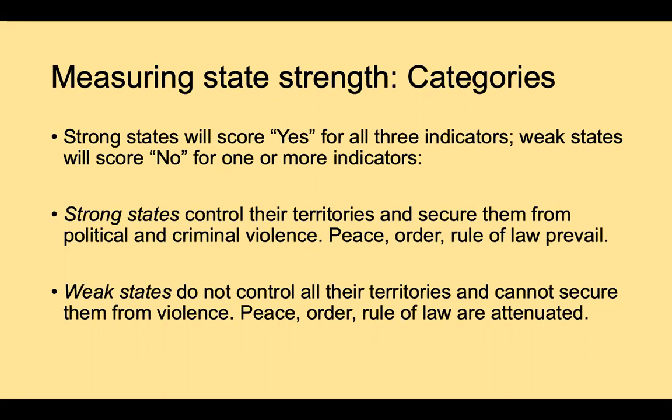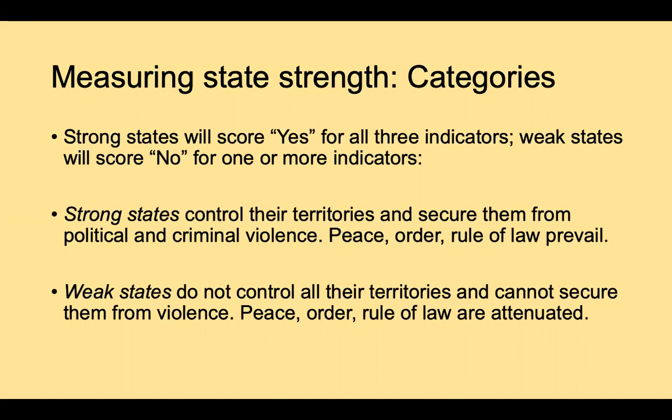We have strong states who control their territories and secure them from political and criminal violence. In these places, peace and order and rule of law rule the day. The state has an established presence and secures society from political and criminal violence. The territory itself is under the total control of the state, or the central government more specifically.